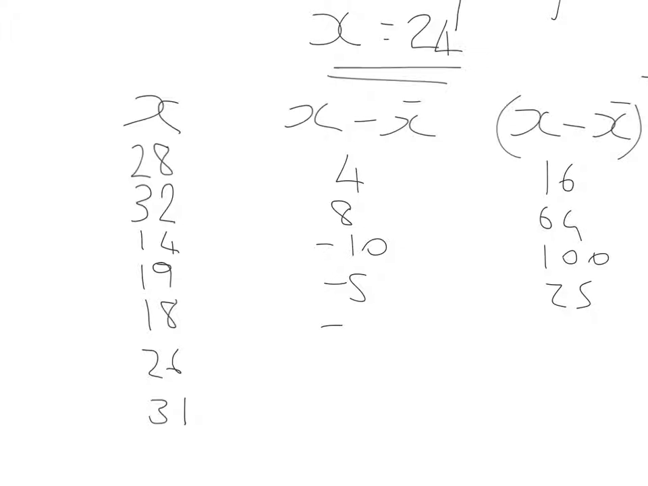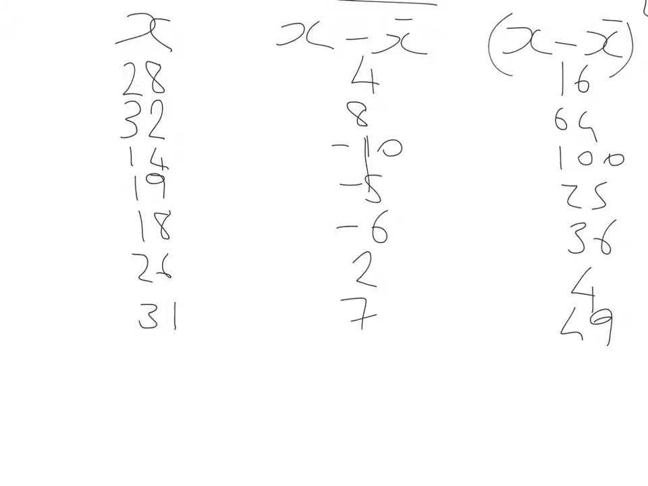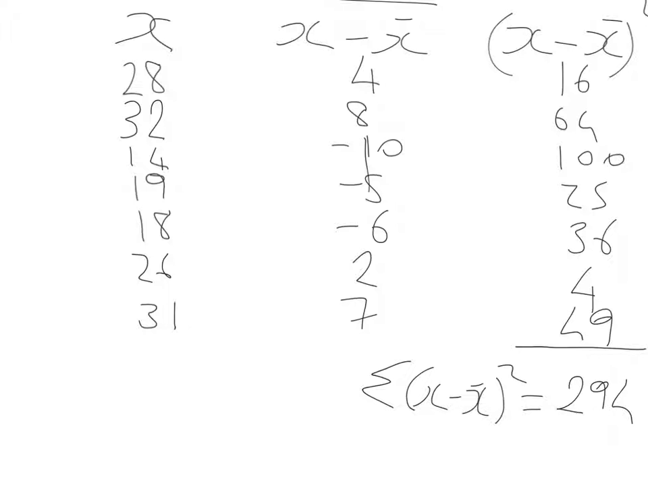18 take away 24 is minus 6. Square it and I'll get 36. 26 take away 24 is 2. Square it and I'll get 4. And 31 take away 24 is 7. Square it and I'll get 49. So I'm going to total this column to get sigma x minus x bar all squared. And that'll give me 294.